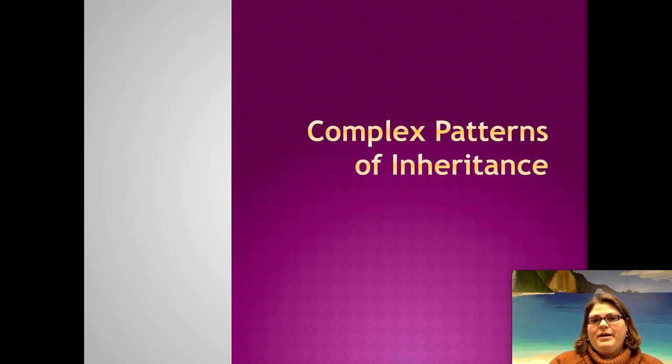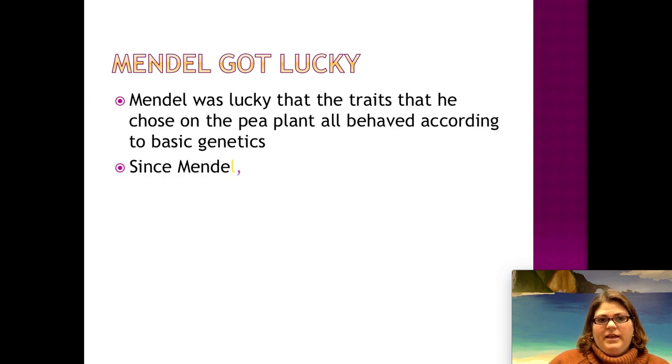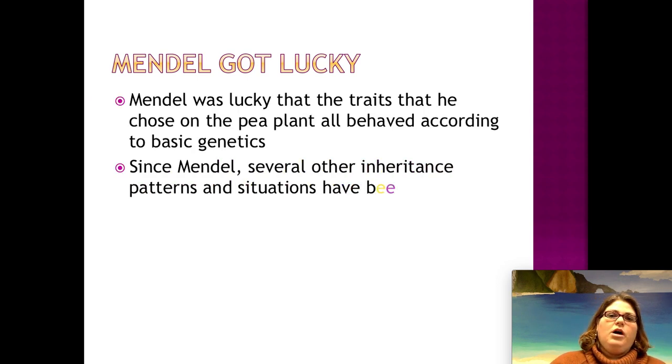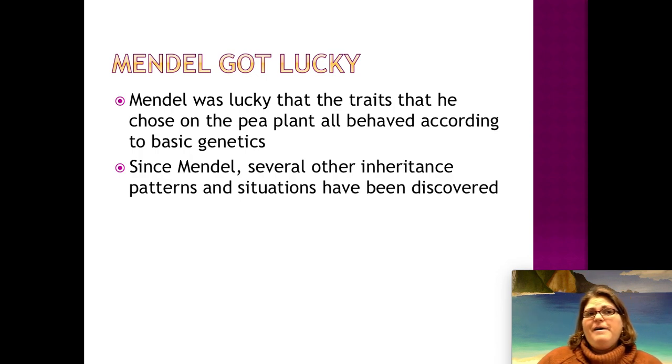So today we're going to talk about complex inheritance patterns, which are a little bit different than what Mendel learned about. This is 11.2 in case you choose to follow along in your book, which is always a really good idea. So Mendel got really lucky. He happened to choose traits that were all inherited through the basic inheritance patterns that he discovered. In modern times, we realize that there's a lot more complexity, and he just got really lucky to choose traits that are inherited the way that we now refer to as Mendelian inheritance, or in other words, basic.